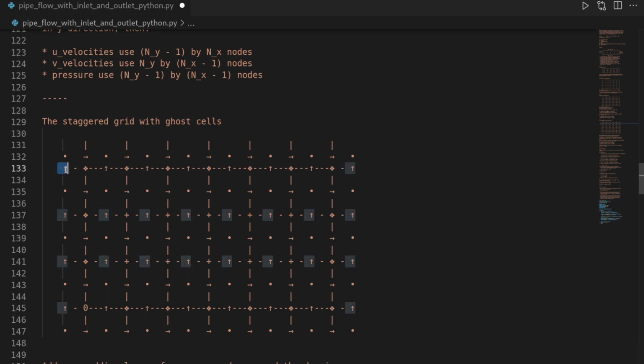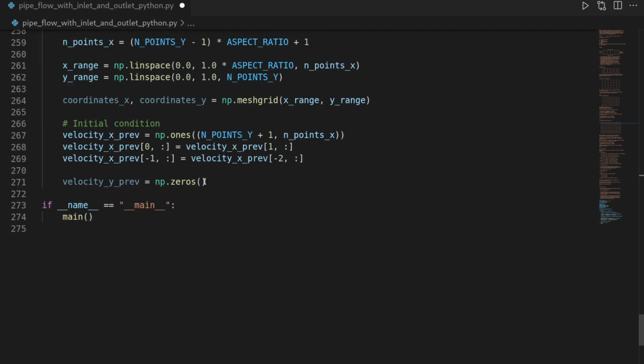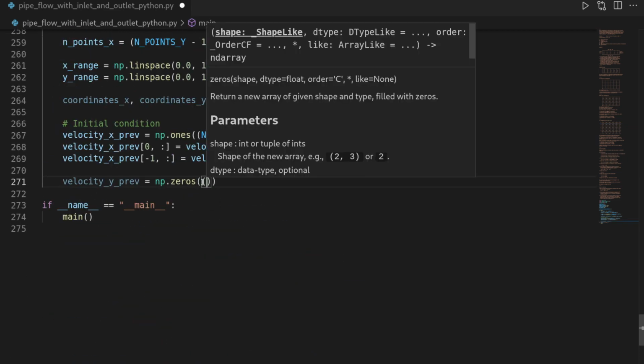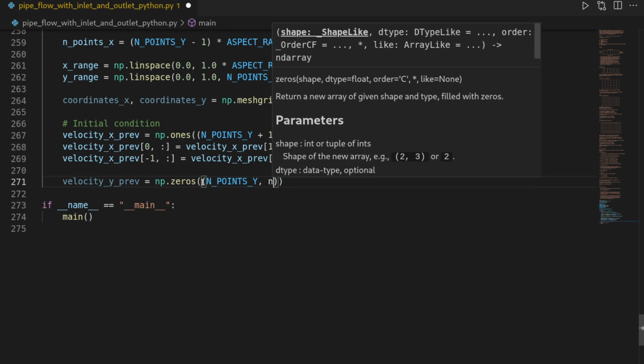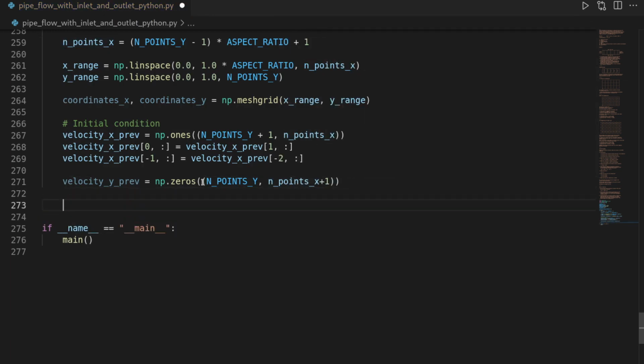Here we have this v velocity, and we see when it comes to the y components, we have as many as we have discretization points, which is the variable endpoints y, but we have 1 additional in x direction. So in other words, we need an array that is of shape endpoints in y by endpoints in x plus 1. How about the pressure?